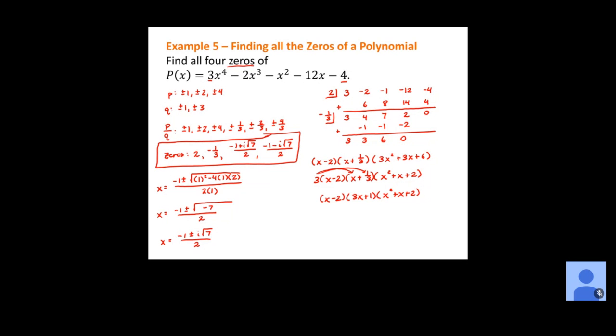Now, in terms of WebAssign, just so you're clear, it's going to ask for these things in a plus bi form. So with this -1 plus and minus i square root of 7 over 2, you would actually have to write this as -1 over 2 plus square root of 7 over 2 times i, and -1 over 2 minus the square root of 7 over 2 times i. Because that way you actually have it in the a plus bi form. In this case, the a value is -1/2 for both of them, and then your b value is either positive square root of 7 over 2 or negative square root of 7 over 2.